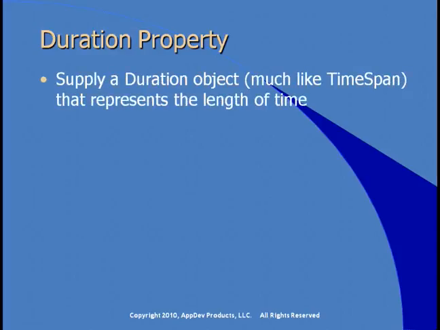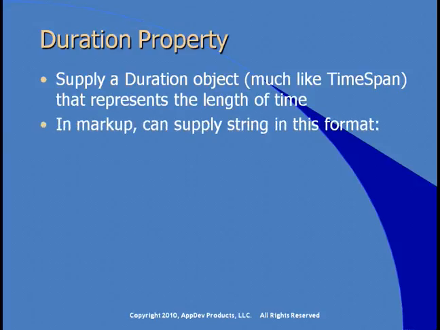The duration property is really simple. All you do is supply a duration object, which is much like a time span object that represents the length of time. In markup, you can supply a string in this format, HH:MM:SS dot fraction of a second.